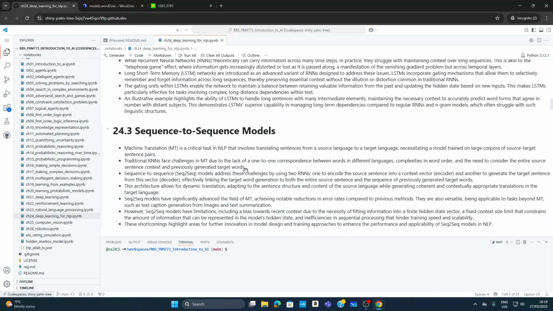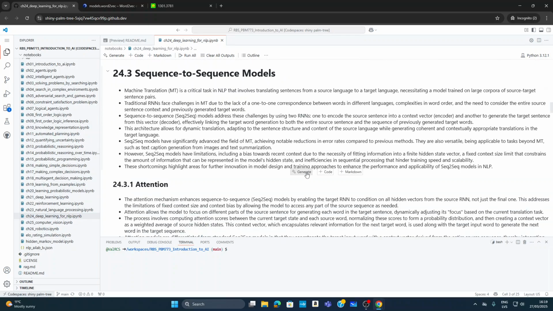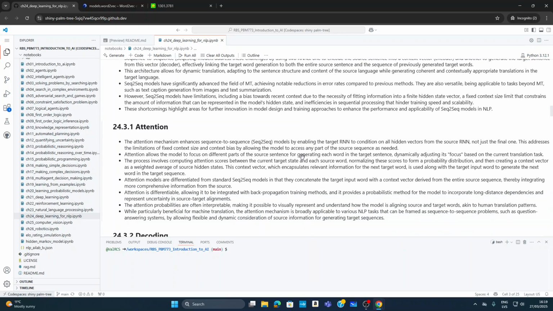Let's see if we have any pictures of this. There is also another thing: we can do something called sequence models. We use two neural networks. Two is better than one, right? So a big improvement. And then we come to attention.